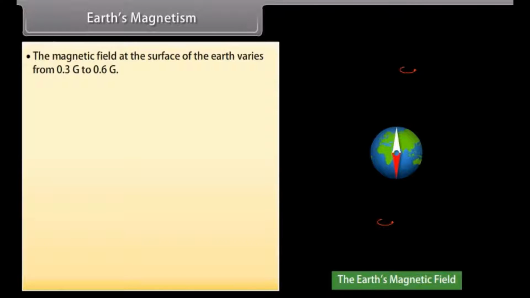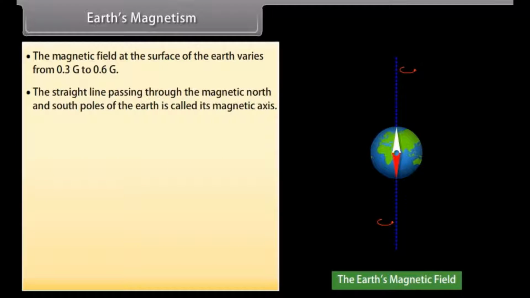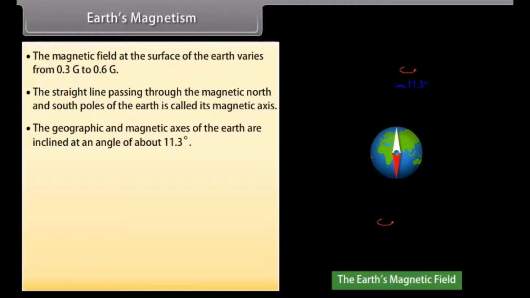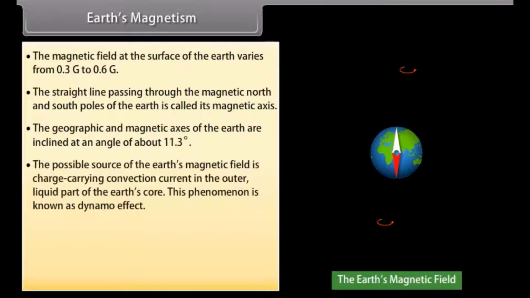Earth's magnetism. The magnetic field at the surface of the Earth varies from 0.3 G to 0.6 G. The straight line passing through the magnetic north and south poles of the Earth is called its magnetic axis. The geographic and magnetic axes of the Earth are inclined at an angle of about 11.3 degrees. The possible source of the Earth's magnetic field is charge carrying convection current in the outer liquid part of the Earth's core. This phenomenon is known as the dynamo effect.